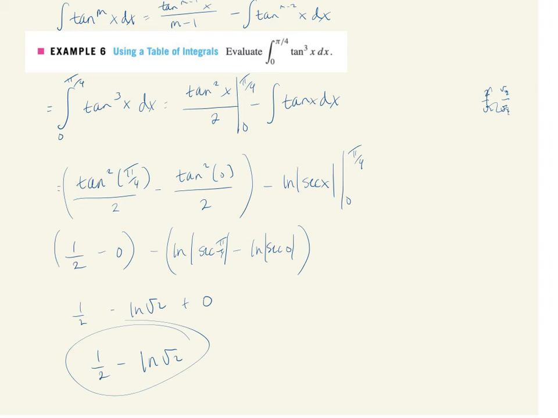Because I've just proven tan x dx integrates to ln absolute value of secant x, I can directly use that in my work here. So I now have tan squared of pi over 4 over 2 minus tan squared of 0 over 2, quantity, minus ln absolute value secant x from 0 to pi over 4. I just go through and evaluate. I have 1/2 minus 0 minus quantity ln, what turns out to be ln of root 2. Distributing my minus sign, I get a plus ln of 1, which is 0. So the final answer is 1/2 minus ln root 2.